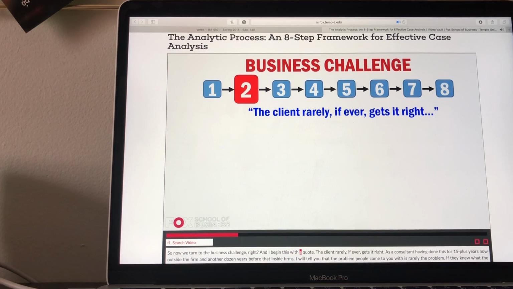And I begin this with a quote. The client rarely, if ever, gets it right. As a consultant, having done this for 15 plus years now outside the firm and another dozen years before that inside firms, I will tell you that the problem people come to you with is rarely the problem. If they knew what the problem actually was, they wouldn't need to hire you or assign this to you as a task. Most often, people are going on their guts or experience or intuition, but they're really not getting to the root of what's going on.